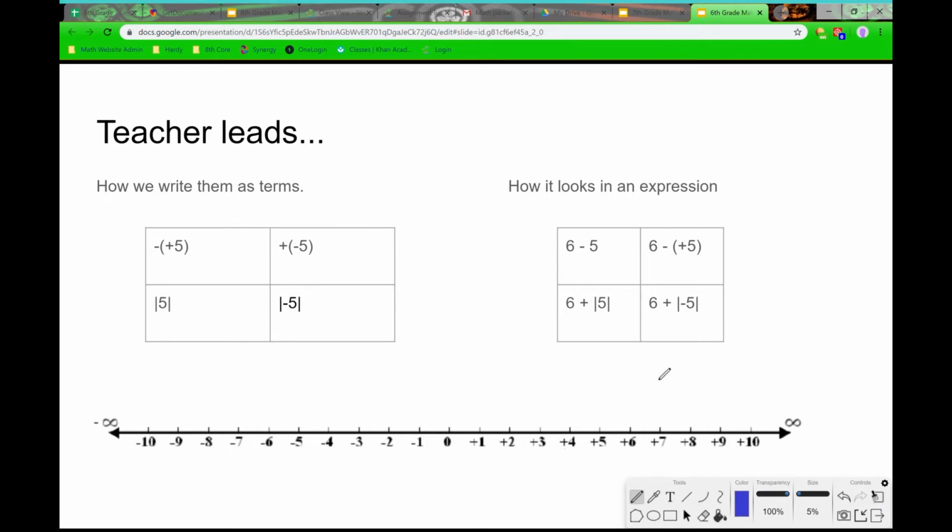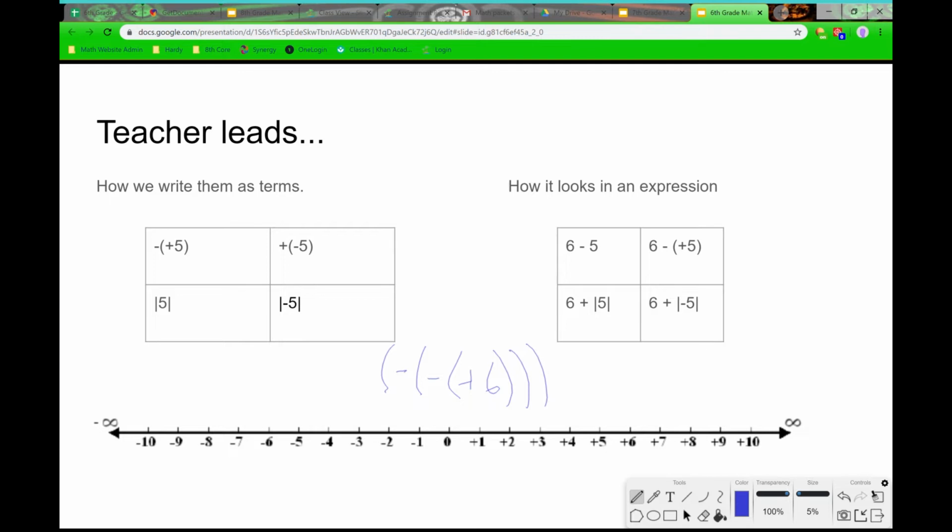Let's try another one of those to make sure you guys understand it a little better. Okay, let me undo that. So let's try another one. Let's try negative negative positive 6.